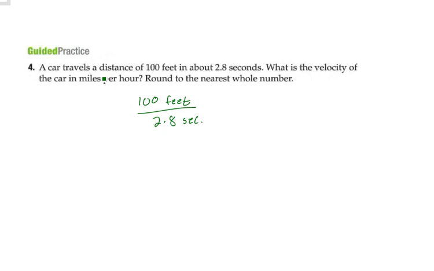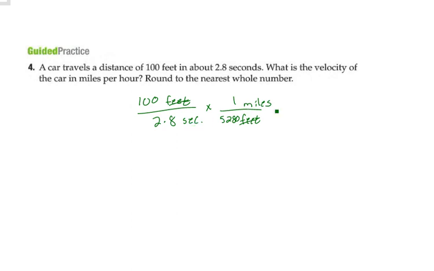So the first thing that we want to do is focus on that feet. We have to get that feet to miles per hour. We want to cancel out feet, and we want to convert that to miles. Well, we know the conversion, 1 mile is 5,280 feet. So like last time, look at this. We canceled out our feet, we got our miles.